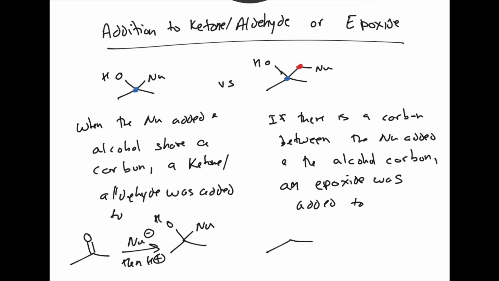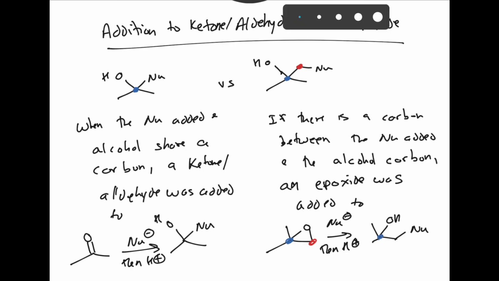So here, if I keep the same thing, here's my blue carbon, here's my red carbon. There's an extra carbon between them. So when you look at a product, you can ask, what was my nucleophile, and how close is it to the carbon that has the alcohol? And that lets you determine whether your starting material was a ketone, an epoxide, or an aldehyde.